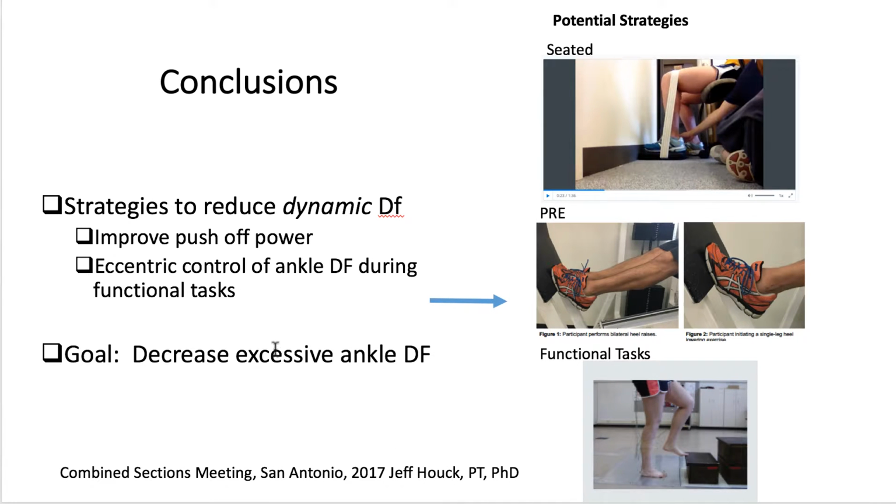So what this suggests to us is that a key strategy to limiting that impingement with the percent end range dorsiflexion the person's using is how their ankle plantar flexors are performing. And so we thought this is a good strategy for us in terms of minimizing or decreasing the excessive ankle dorsiflexion that could occur during movement.